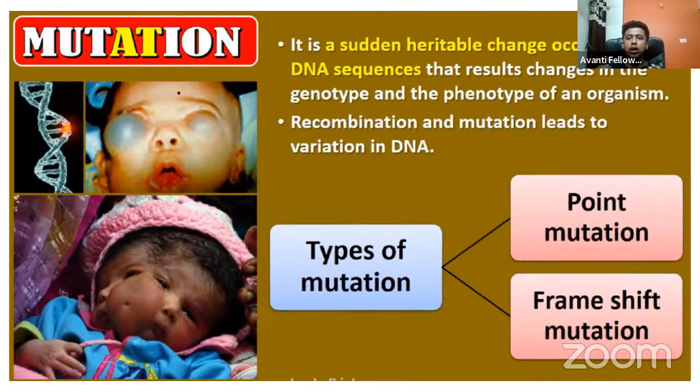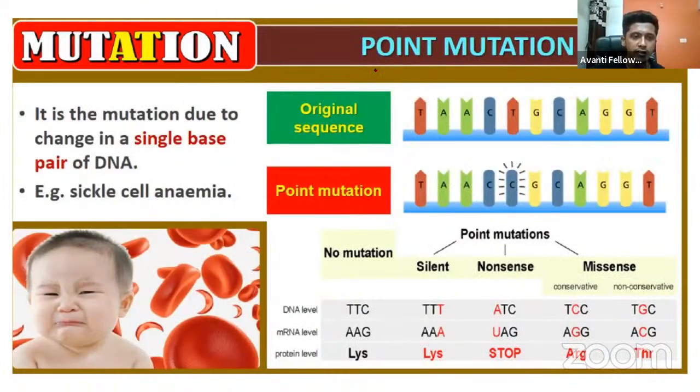Mutations can be of two types: one is point mutation, the other is frame shift mutation. Let's see what these are. In a point mutation, there is a single base pair change, only one nucleotide changes. We see the original sequence here: thymine, adenine, adenine, cytosine, thymine, guanine, cytosine, adenine, that is A, T, C, G. You know about this. If you don't, you will learn it in more detail in the next chapter. There is no problem.